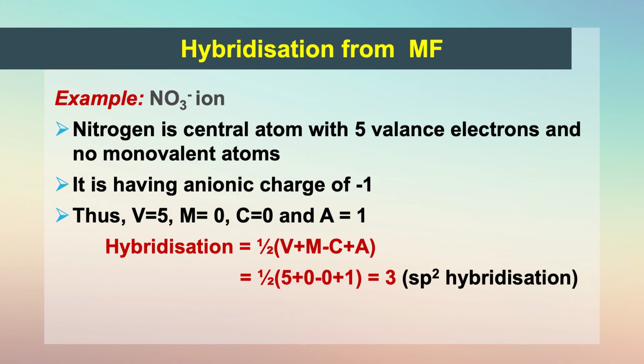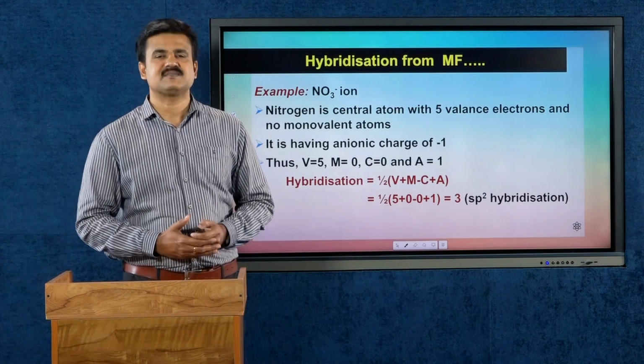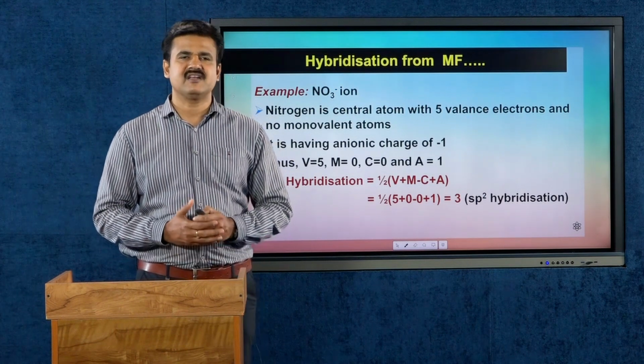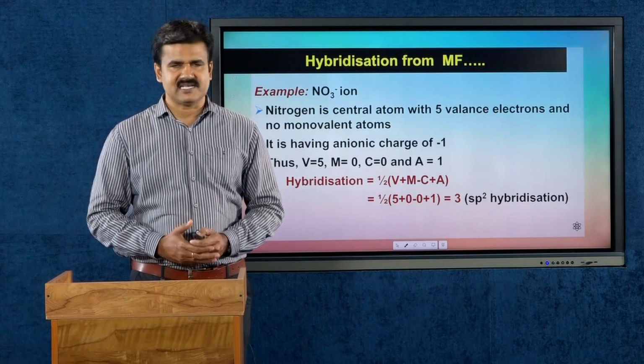So on substitution we will get the hybridization by putting the values in this expression, half into V plus M minus C plus A. So you get hybridization is equal to half into 5 plus 0 minus 0 plus 1, that is equal to 3. 3 orbitals take part in hybridization, that is nothing but sp2 hybridization. So it is very well clear that the NO3 minus ion depicts sp2 hybridization.